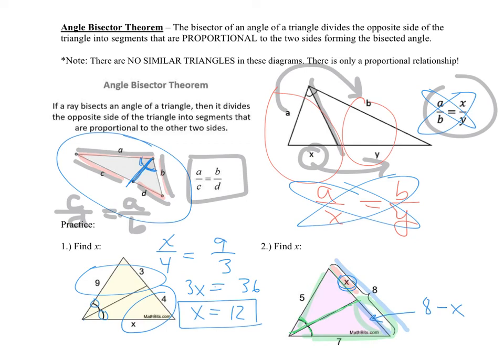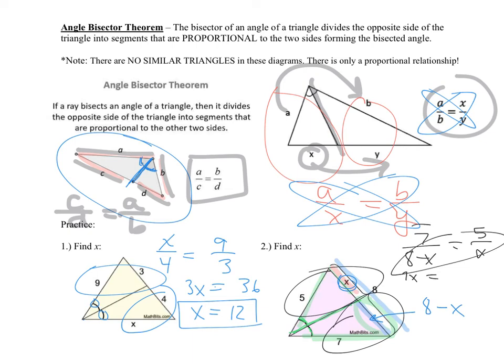Okay, so when we set up our proportion, we're going to do this side, 7 over 8 minus x. That's going to be equal to this side, which is 5 over x. Then cross multiply. So we have 7x. It's going to equal this part, which is 5 times 8 minus x. Distribute.